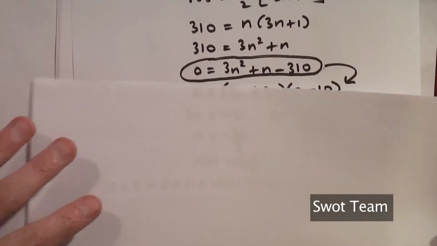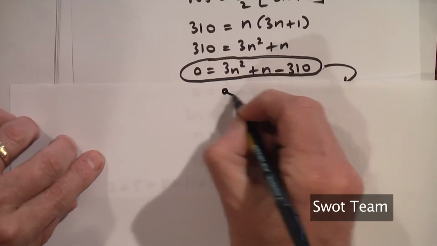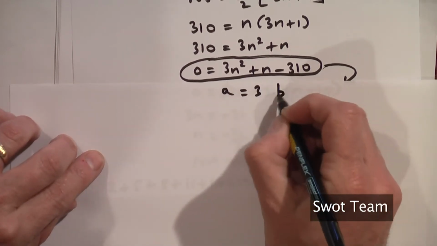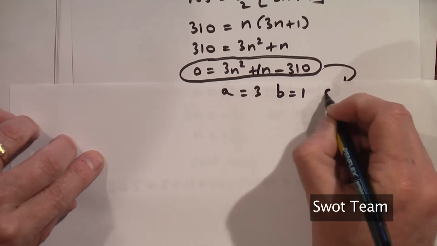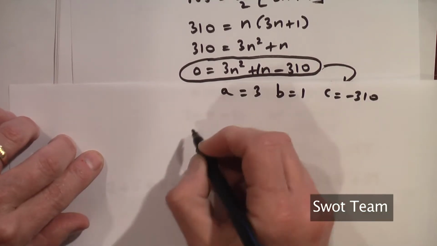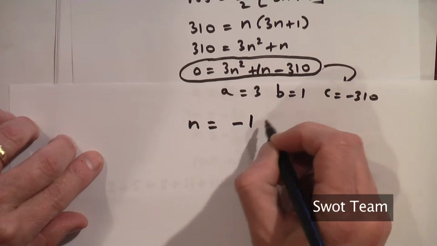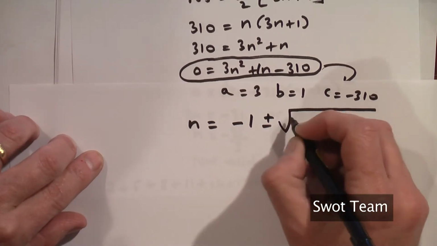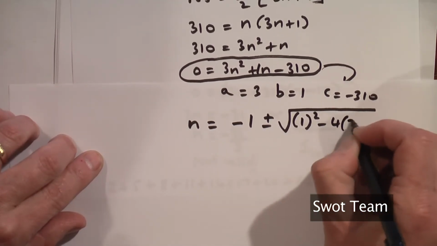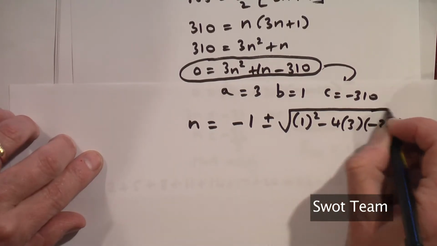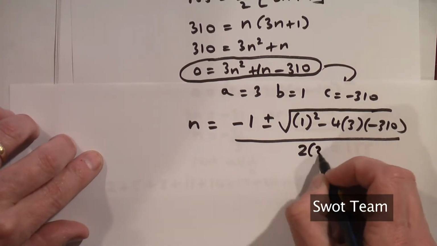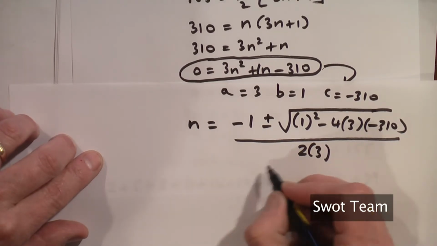The quadratic formula. Okay, I'm going to just quickly show you how you can approach that using the quadratic formula briefly. If you have a look at that, what do we know? That's the a, the b. A is equal to 3, b is equal to 1, the coefficient of n, and the c is negative 310. So you would go n, like x, is minus b, plus or minus the square root of b squared minus 4ac, all over 2a.